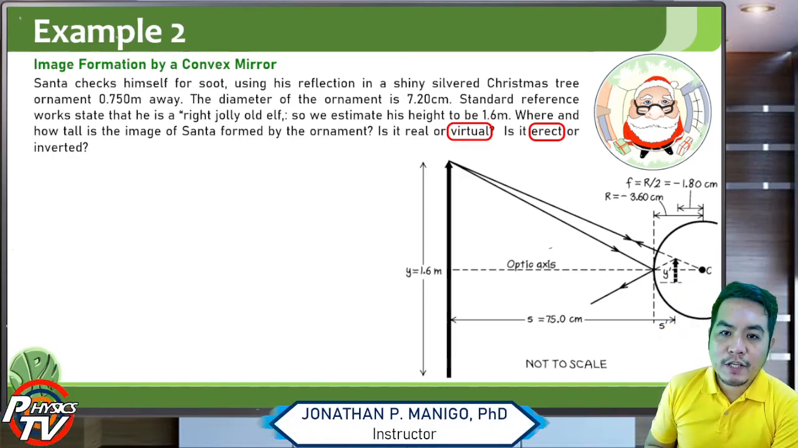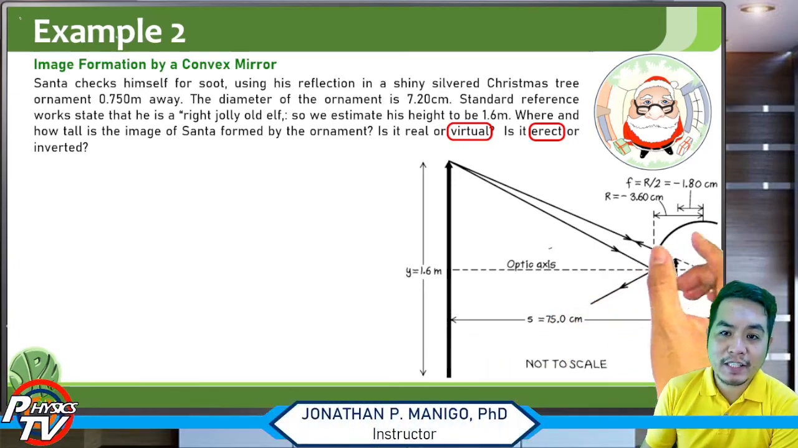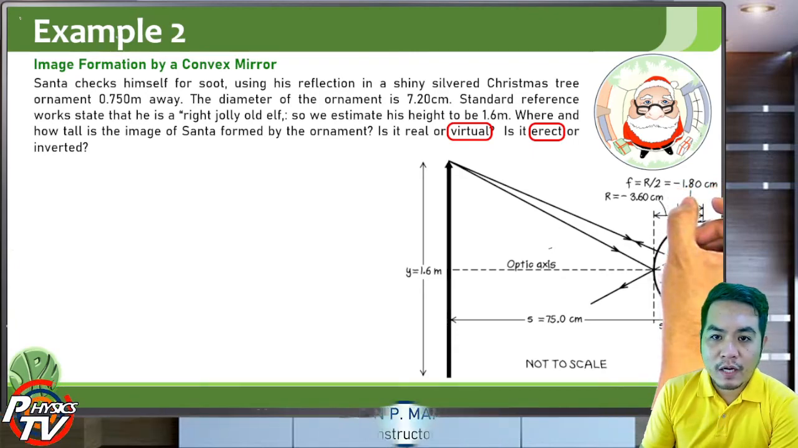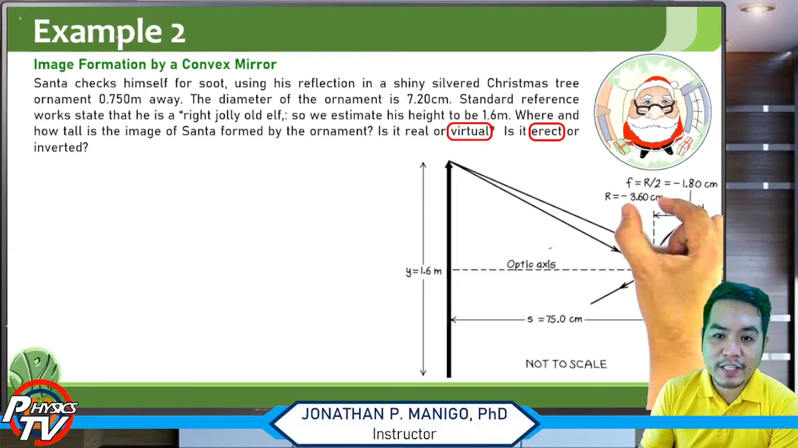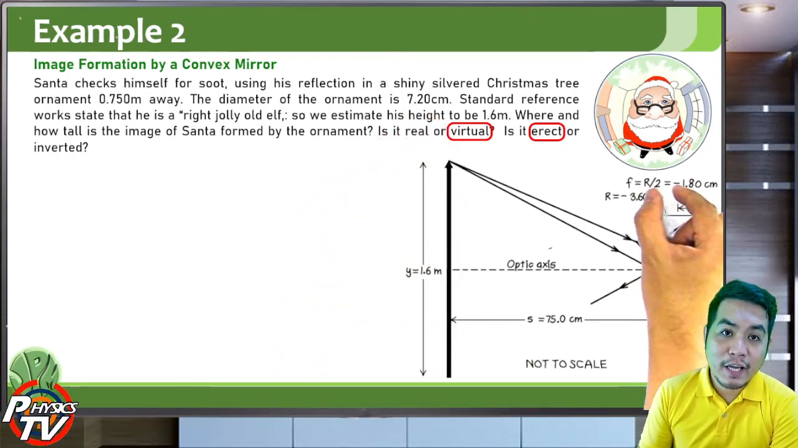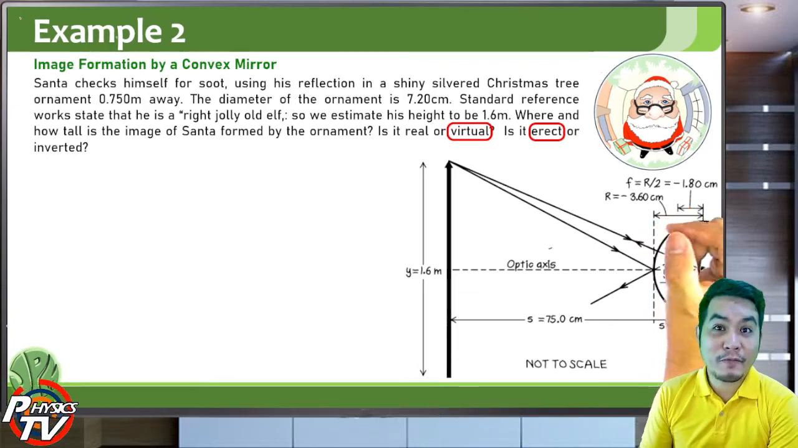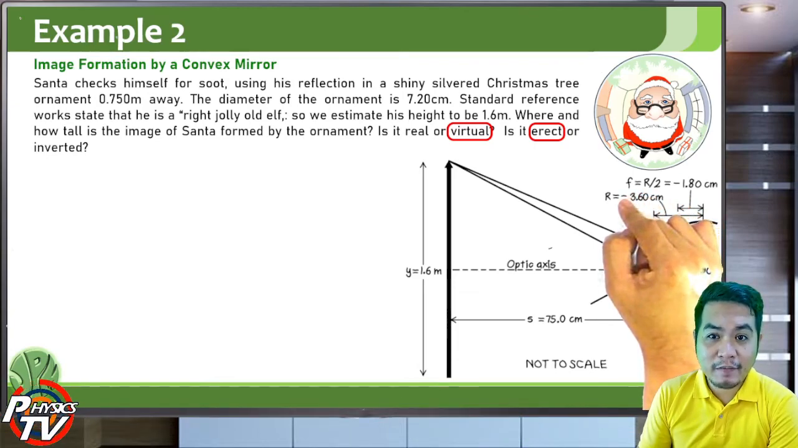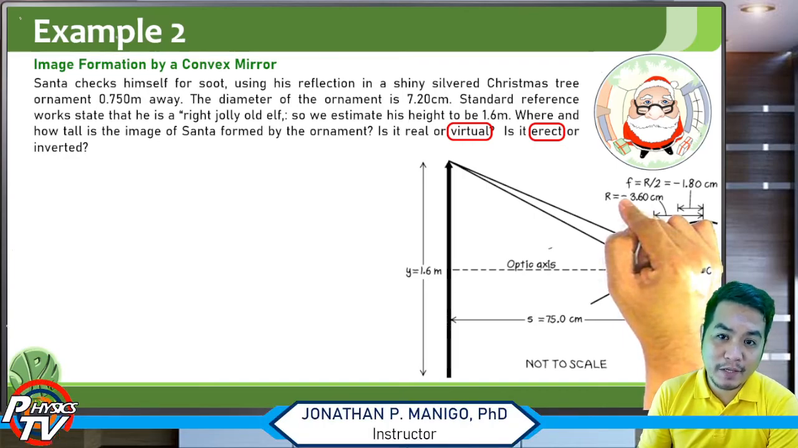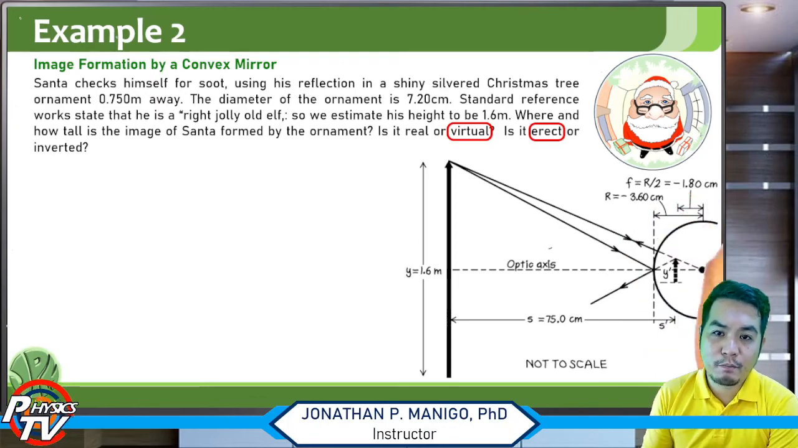The diameter of the ornament is given as 7.20 centimeters, so we can get the radius. Half of the diameter is the radius, so the radius is 3.60 centimeters. Then half of the radius is the focal length, so the focal length is half of the radius, or 1/4 of the diameter. In this case, the radius is negative because this is a convex or diverging mirror, so the focal length is also negative. Take note of that: the focal length and radius of curvature are negative for diverging or convex mirrors.